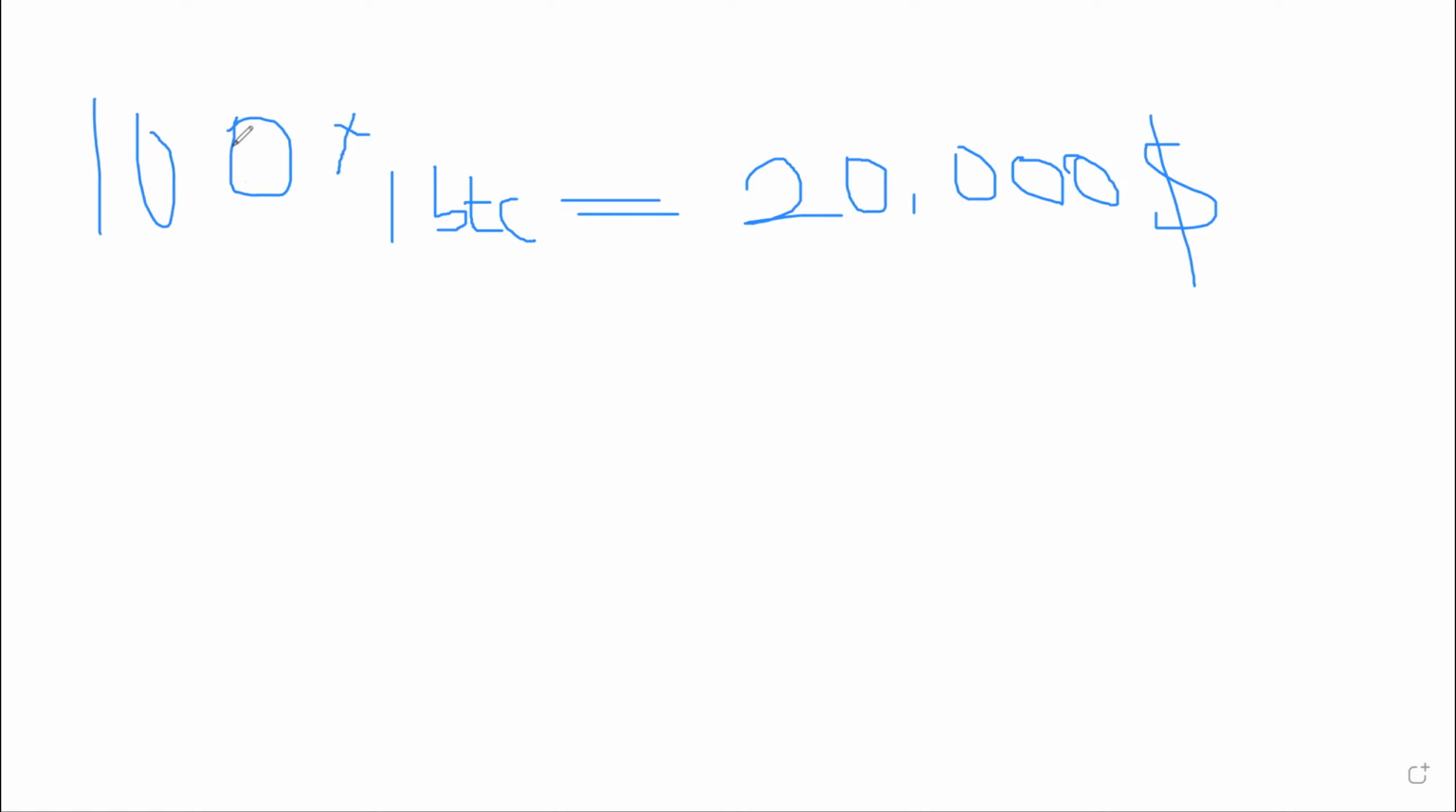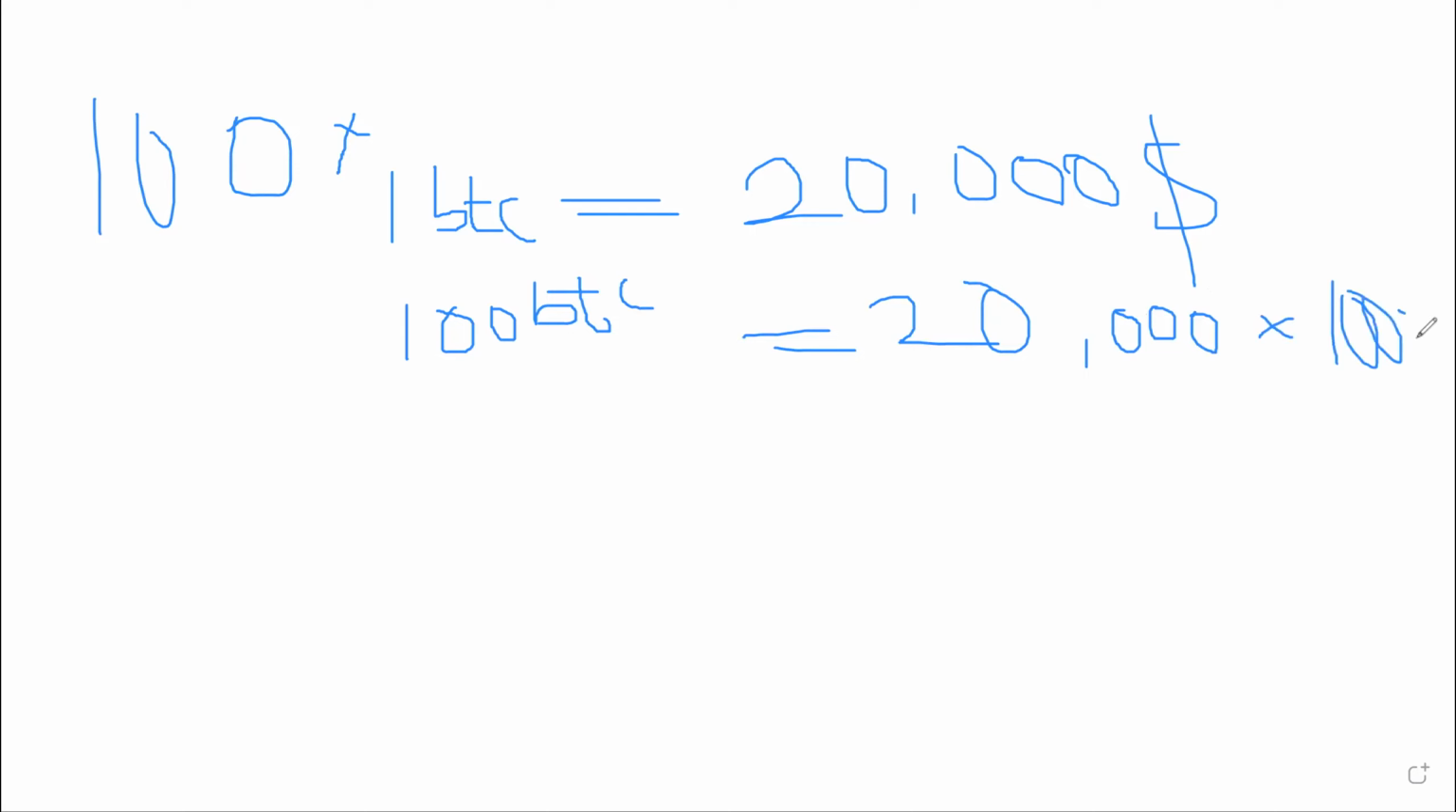But because you are using 100x leverage, you'll be able to open 1 times 100 BTC. You'll be able to open 100 BTC. That's 1 times 100. You understand? You'll be able to open it with the same $20,000, provided that you are using 100x. I hope that is clear.